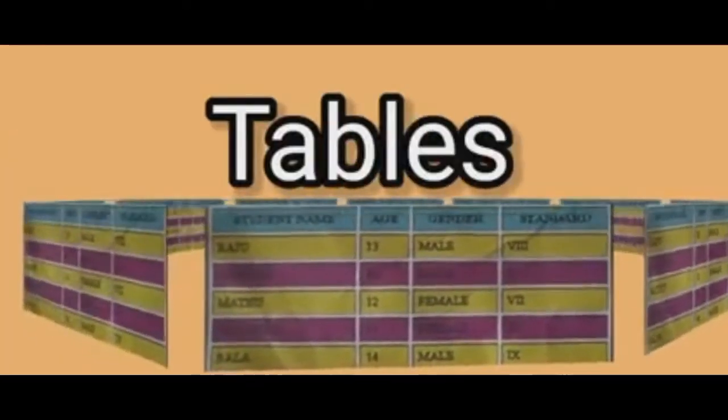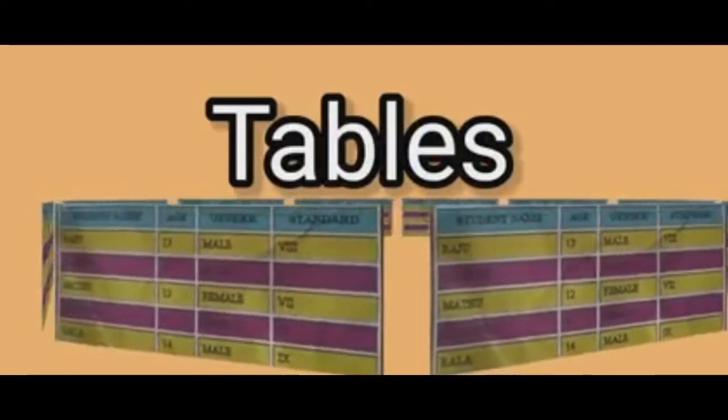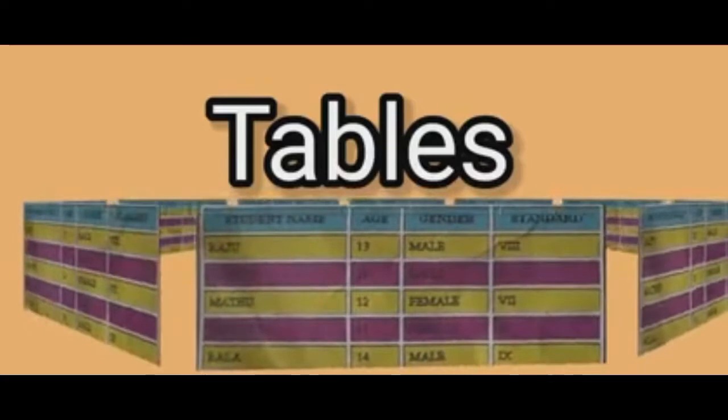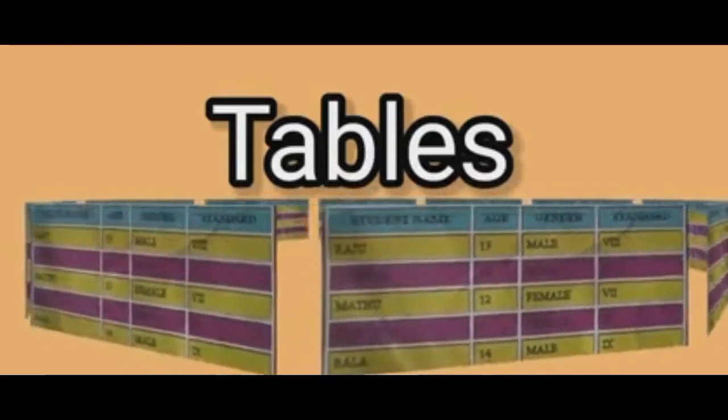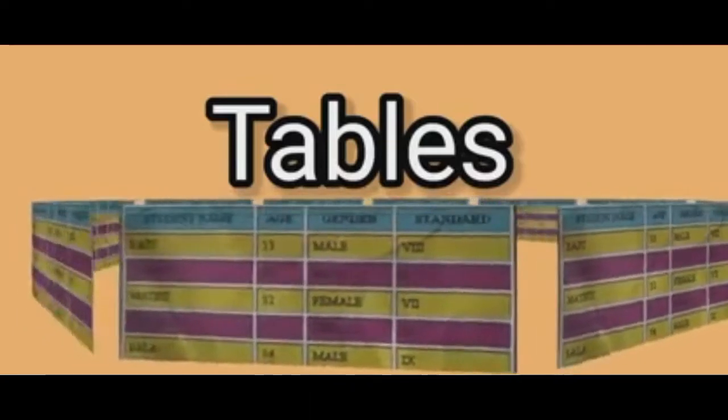Tables. Tables are information represented in rows and columns. Information is better understood in the form of tables rather than continuous text. It also gives a professional look to the document and increases readability of the information.